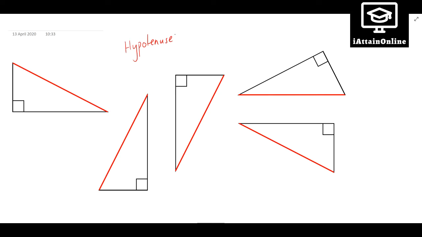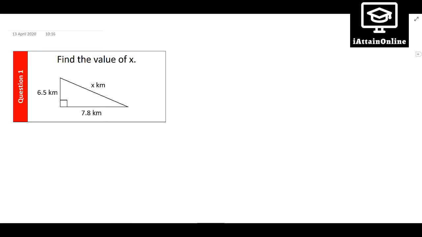It doesn't matter what way round the triangle is. When I've got my right angle in my triangle, the side that's not attached to that right angle, the side opposite that right angle, will be the hypotenuse, and that will be the longest side of a triangle. That is really important with all of your work on Pythagoras. Okay, so what Pythagoras allows you to do is, in a right-angled triangle, if you are given two of the sides, you can use Pythagoras to work out the length of the third side.